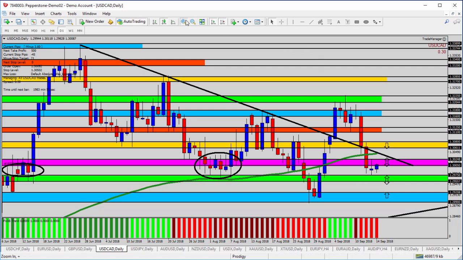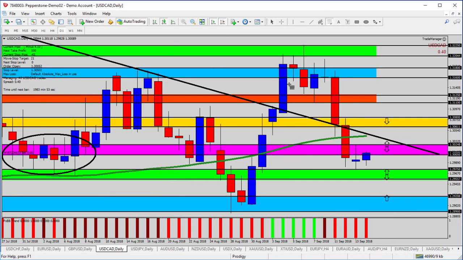Let's just zoom it in one more time. A couple of other things. Fibonacci, let's go from the low here all the way down here to the high with Fibonacci. We find the 618 Fibonacci retracement level sitting at 1.3017. Guess what? That's right smack in the middle of our pink shaded area.